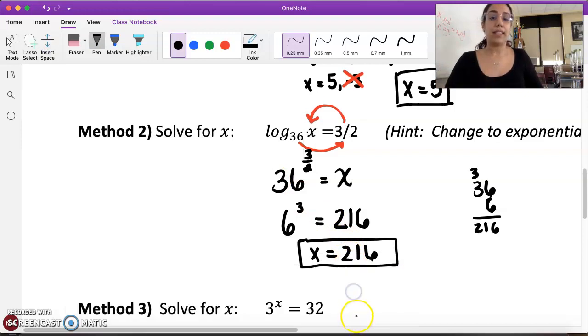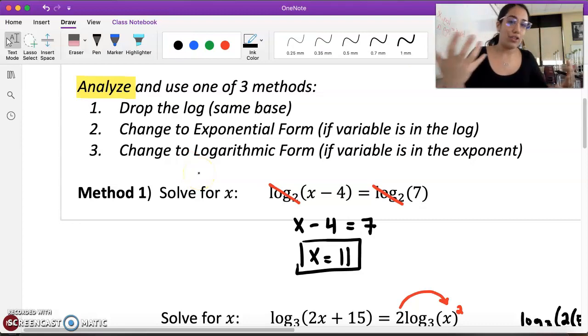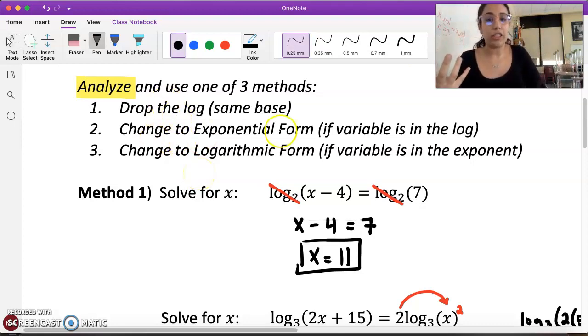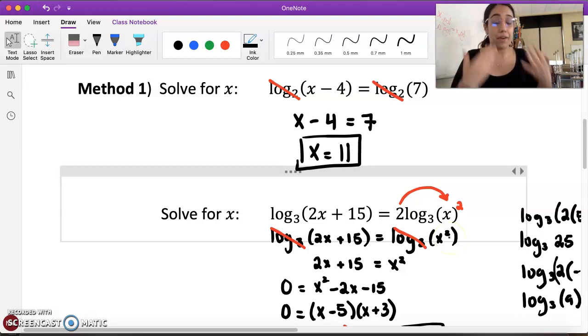And last but not least, the last method is called, I just told you what to do, right? Drop the log, change to exponential form, and then change to logarithmic form. And this is if your variable is in your exponent. And this is where the change of base formula is going to be very, very useful.